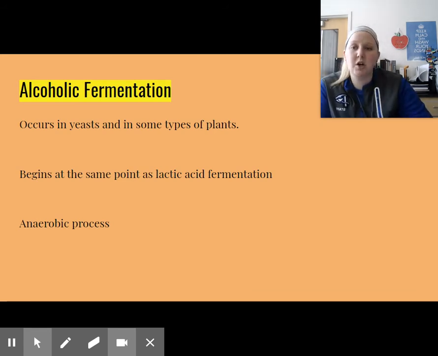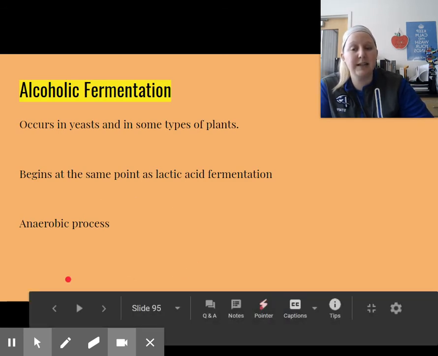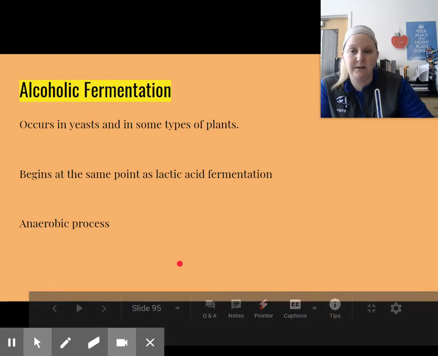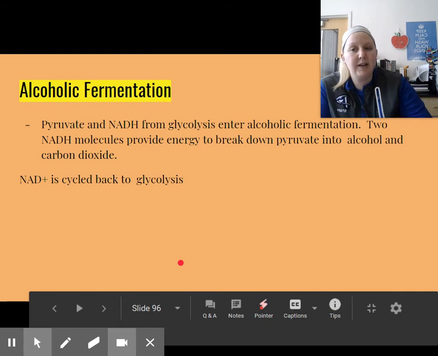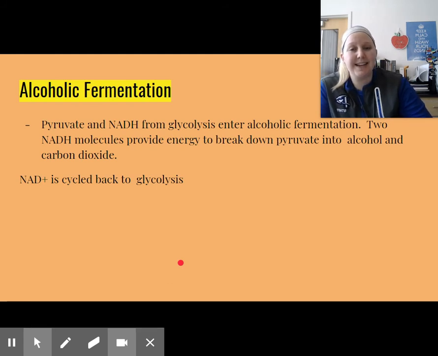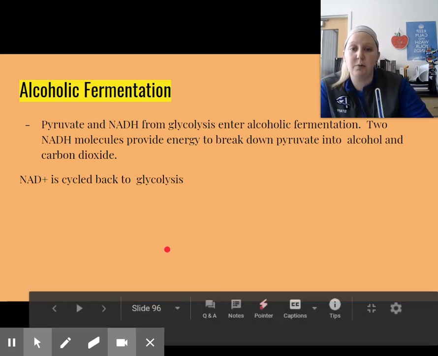This occurs in yeasts and some plants. Its beginning point is the same as lactic acid fermentation. Its end product is different. This is still an anaerobic process occurring when oxygen is not available. Pyruvate and NADH from glycolysis enter the alcoholic fermentation point.